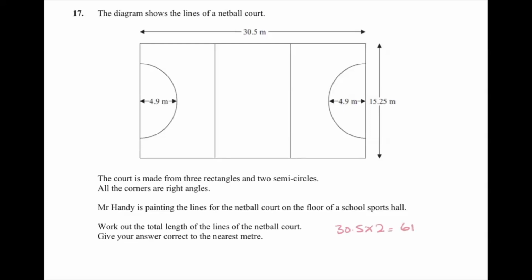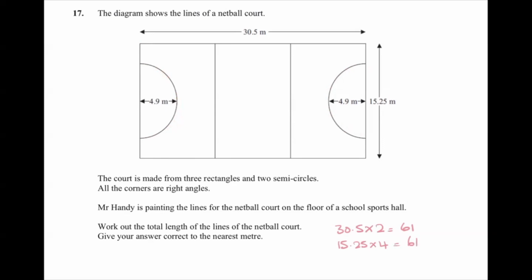And then we can see this length of 15.25. There is 1, 2, 3, 4 of those. And that also gives 61. We've then got our semicircles. So this could be joined to this to make a full circle.